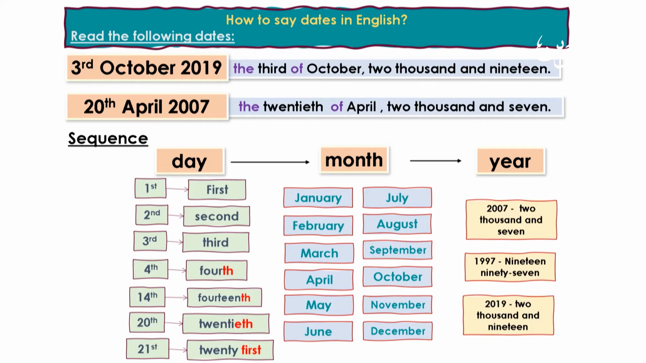And this is how we read the year. 2007, 1990, 2019.